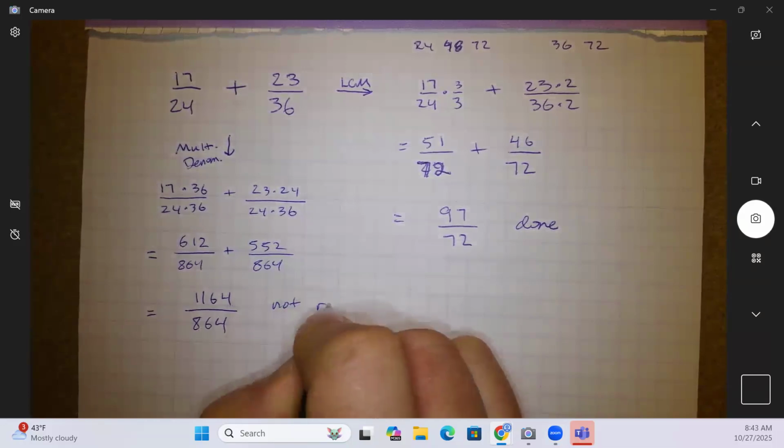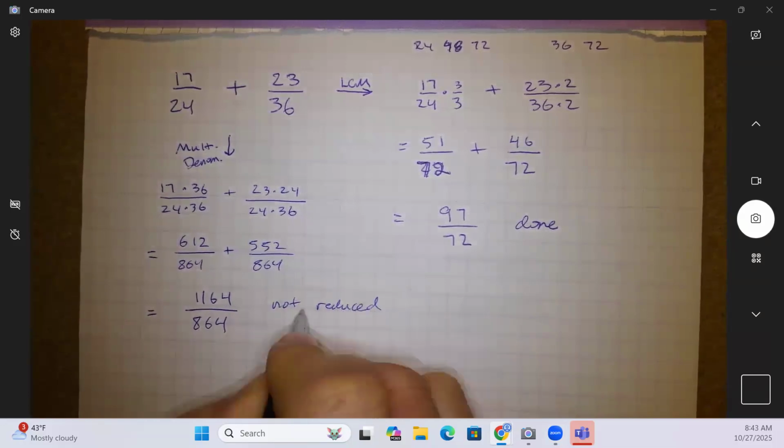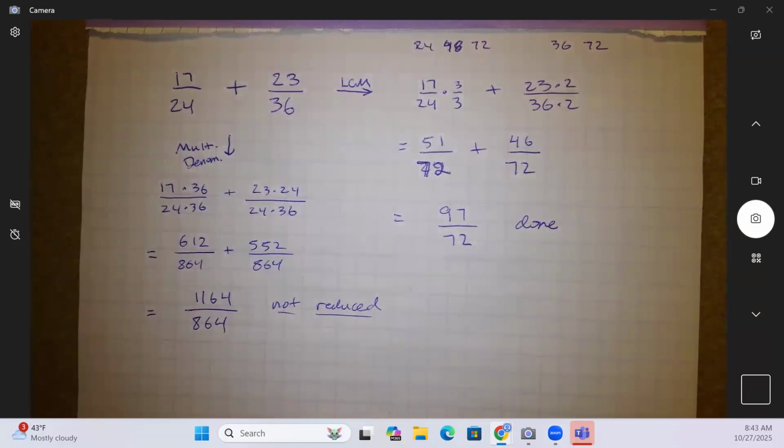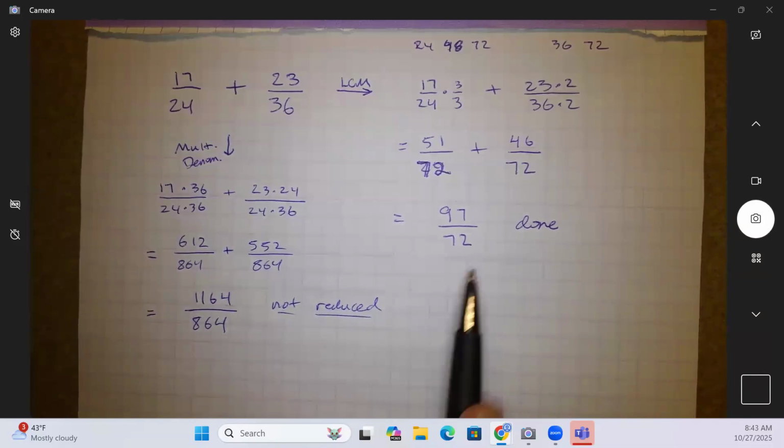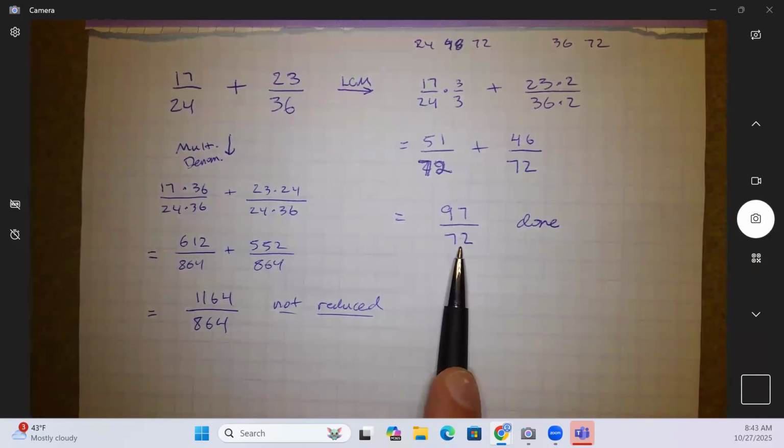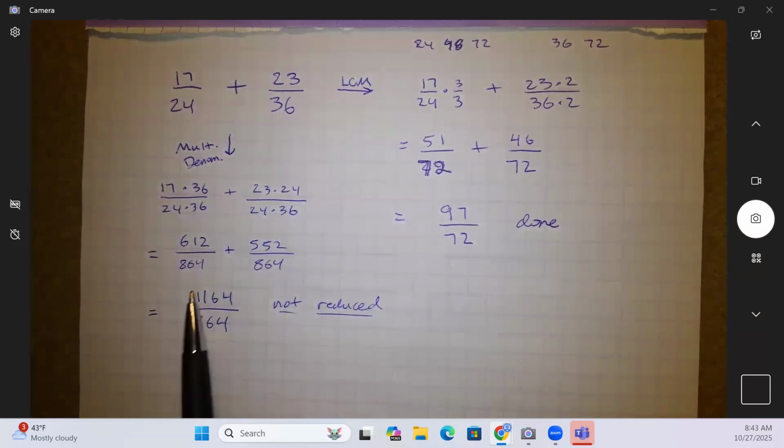Which is the correct answer, but it is not reduced. So I'm fine with the fraction 1164 over 864. That is the answer. It's a correct answer. It is the fraction. It's not reduced, right? It's not 97 over 72. So if you wanted to get it in the reduced form, you'd start to have to peel off numbers.